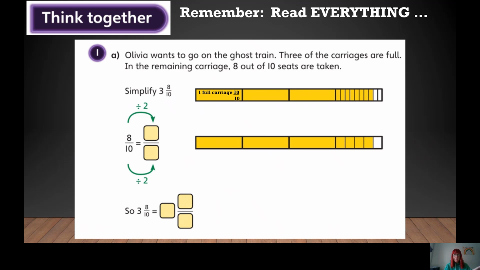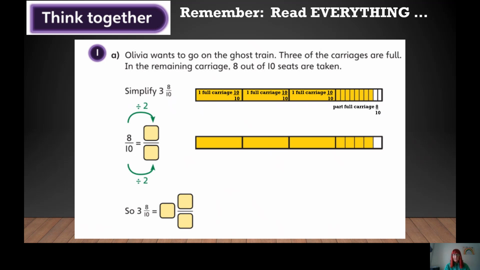So it's full. 10 people are sitting in that carriage. So that represents 1 whole. 2 wholes, so another 10 out of 10 people. And a 3rd carriage. So we've got 1, 2, 3 full carriages, 3 lots of 10/10ths. But in the 4th carriage, it looks like each of the tenths here, so 10 equal parts, of which 8 have been taken. So 8 out of the 10 seats are taken.